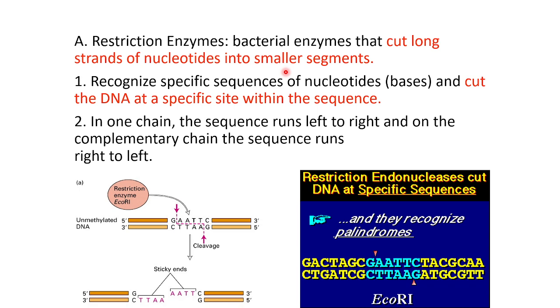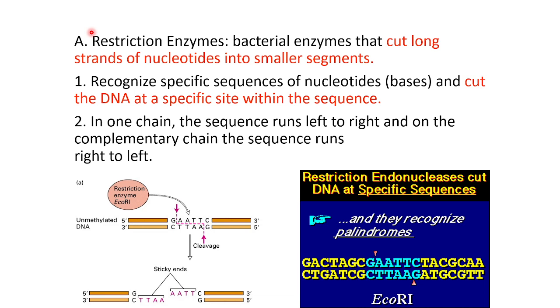Now, the basic step of recombinant DNA technology is molecular cloning, and for that we need to know a few basic details. That's the restriction enzymes. So what are restriction enzymes? These are bacterial enzymes that cut long strands of nucleotides into smaller segments. They recognize specific, palindromic sequences and cut the DNA at specific sites within the sequence.